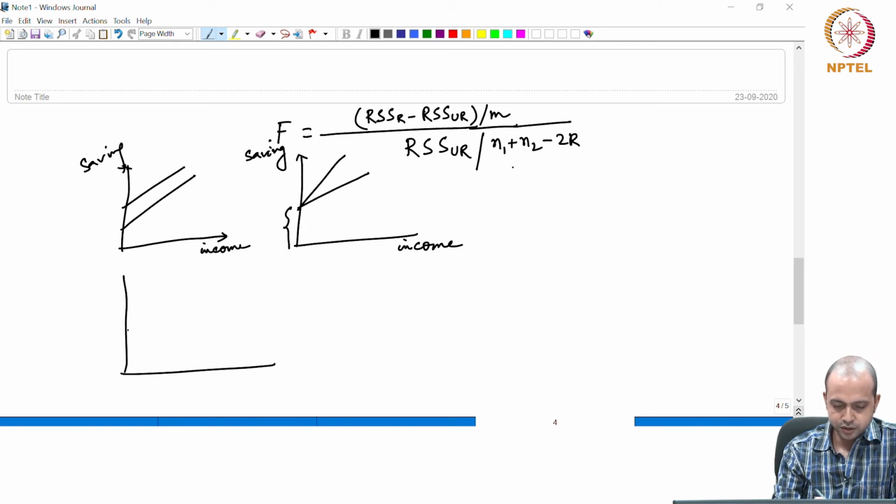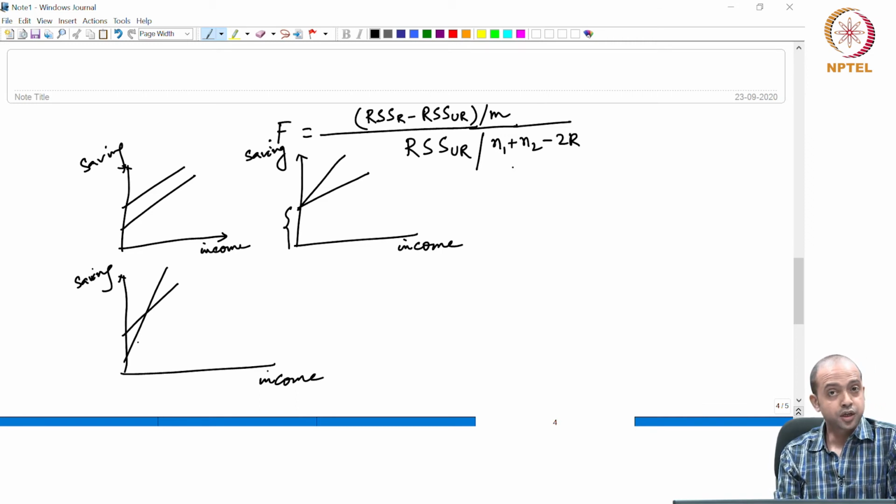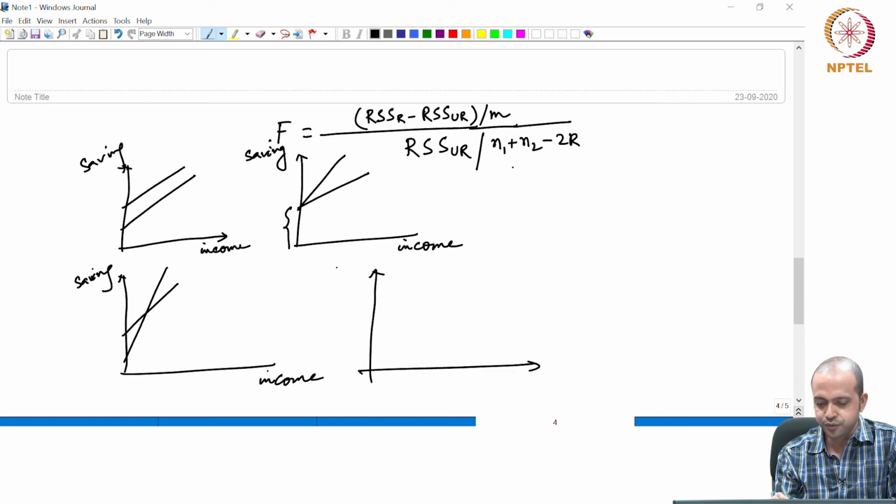Then case 3 would be income and saving. What is happening? That means here there is a change in both slope and intercept post financial crisis, and it may also happen in this way.